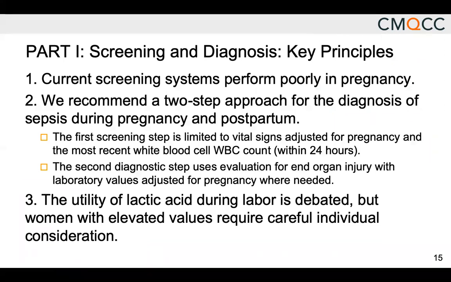To approach this, we developed a two-step approach for the diagnosis of sepsis during pregnancy and postpartum. We wanted first to do a simple screening step limited to vital signs, adjusted for pregnancy, including the most recent white blood cell count. That could be up to within 24 hours, i.e. the admission one. The second diagnosis step uses laboratory evaluation for end organ injury, again, with laboratory values adjusted for pregnancy where needed. The utility of lactic acid will be discussed in detail as it is debated, particularly because of potential rises during late labor and second stage.